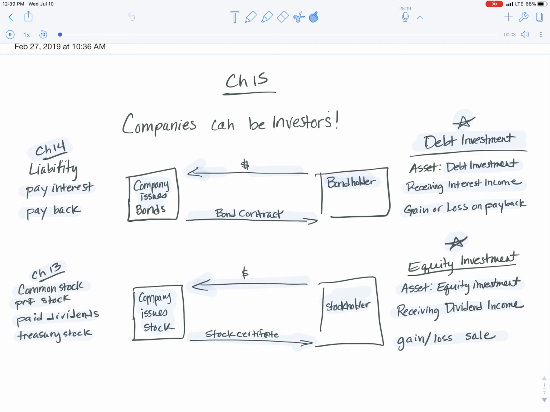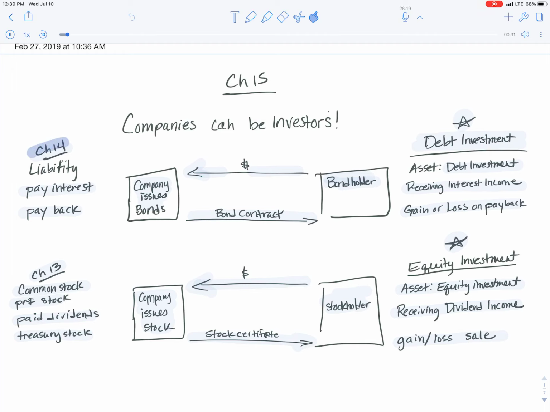Chapter 15 is on investments. So one thing I want you to wrap your mind around is that companies can be investors too. Up until this point, we've been talking about individuals investing in a company either by buying stock in the company, and how do we account for that on the company side, or individuals being bondholders and getting paid interest for their investment.